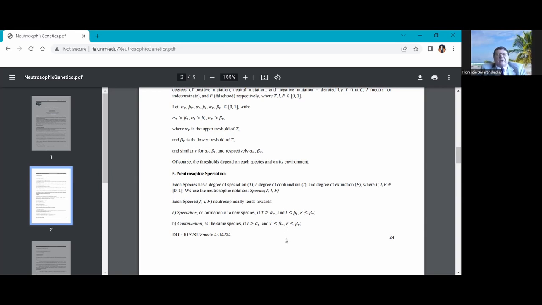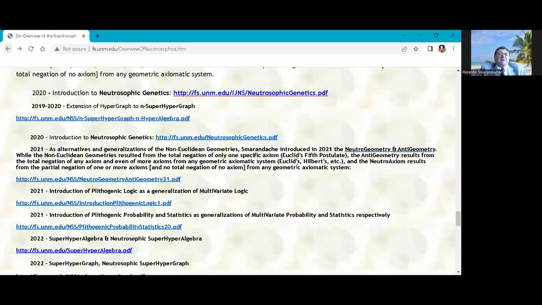And then continuation is this T, it's indeterminacy, it's greater than some given threshold, and T and F are less than some given threshold.